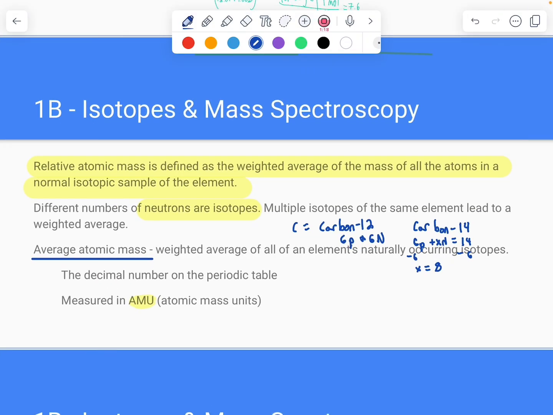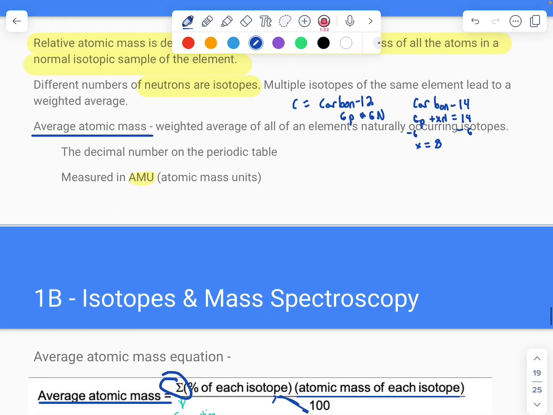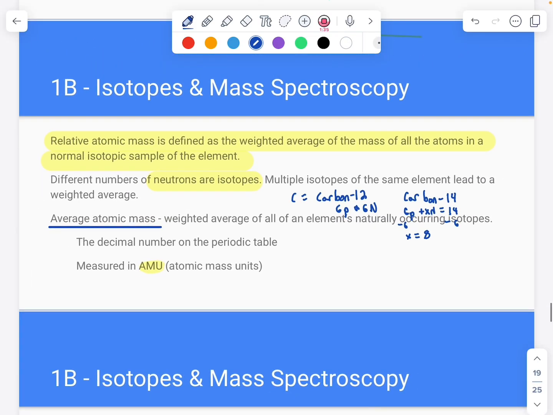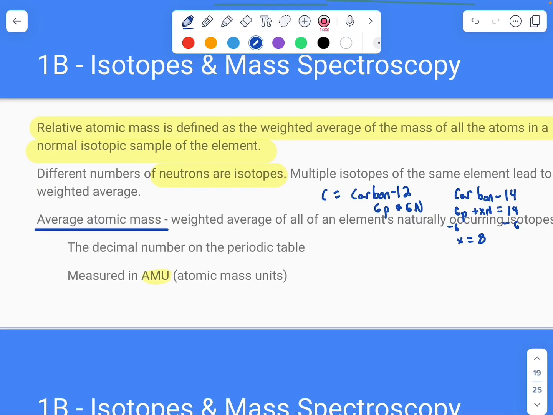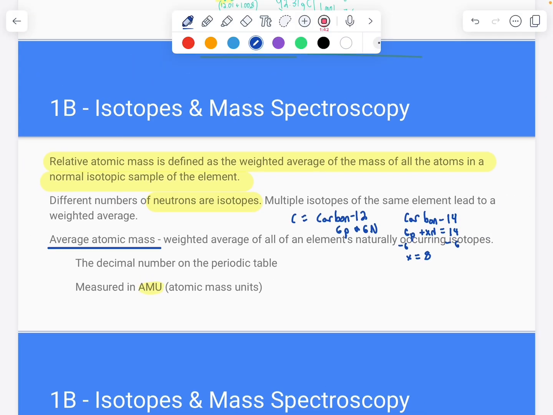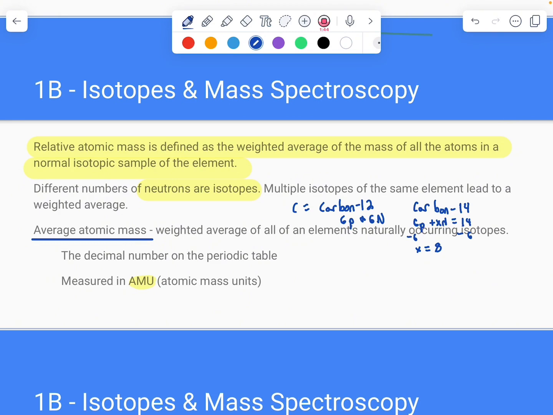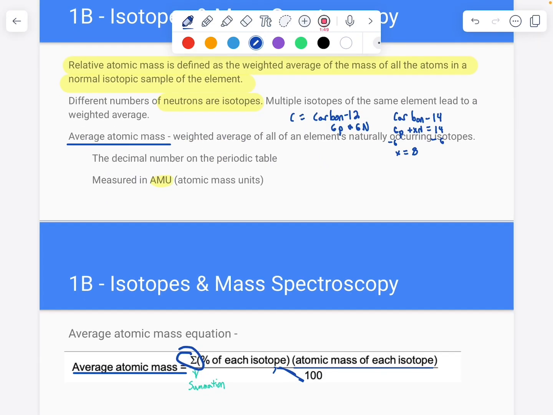The average atomic mass is defined as the weighted average of all of an element's naturally occurring isotopes. So we're not just shooting neutrons into a nitrogen atom and seeing how many it can take before it corrupts itself. We're just doing what's found on Earth. The decimal number on the periodic table is the average atomic mass, which is AAM, and that is measured in atomic mass units. So two different, pretty similar abbreviations.